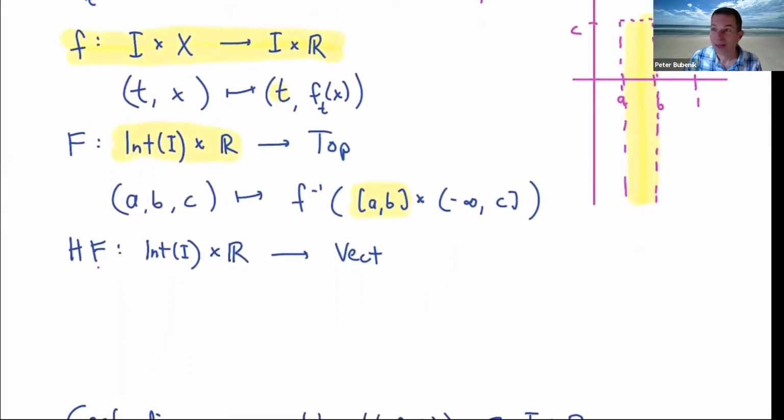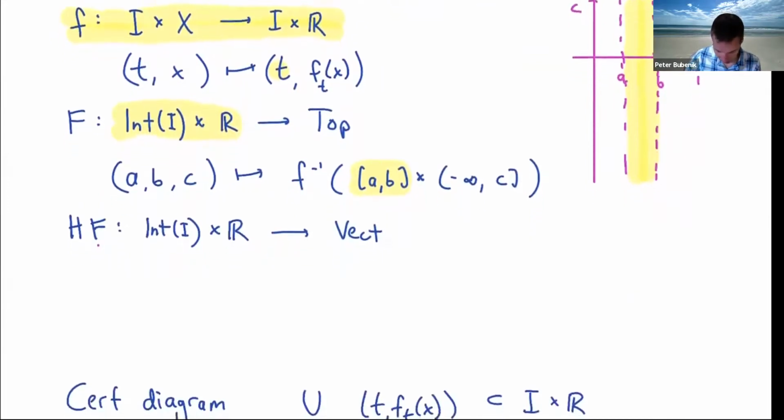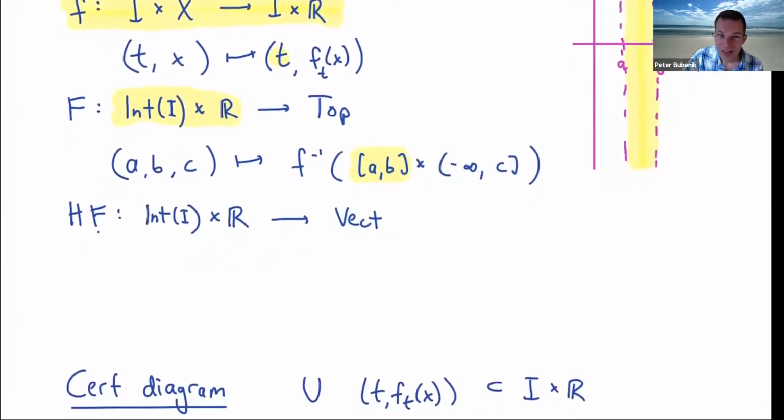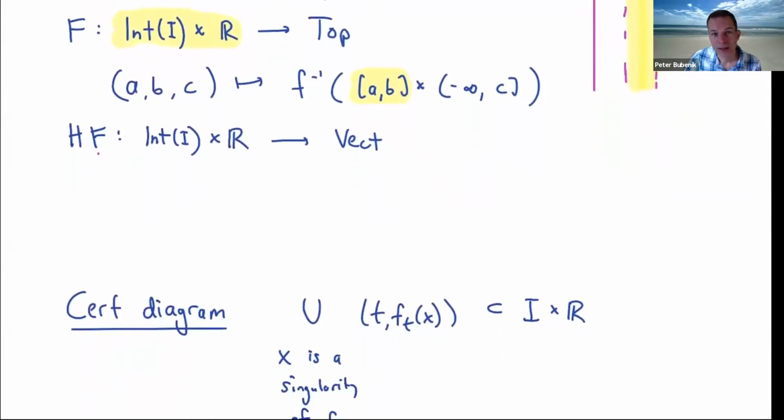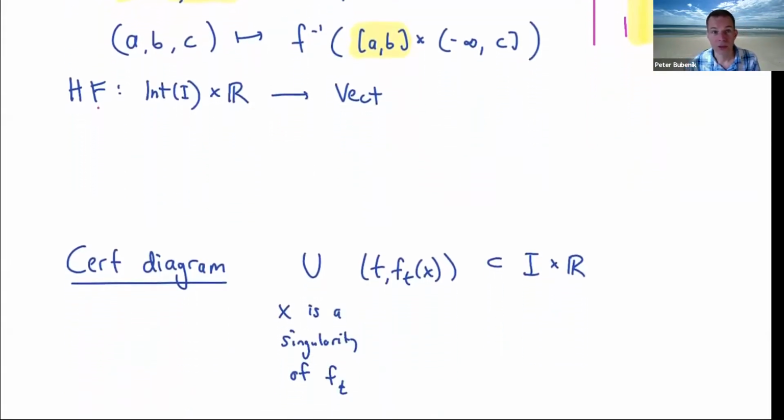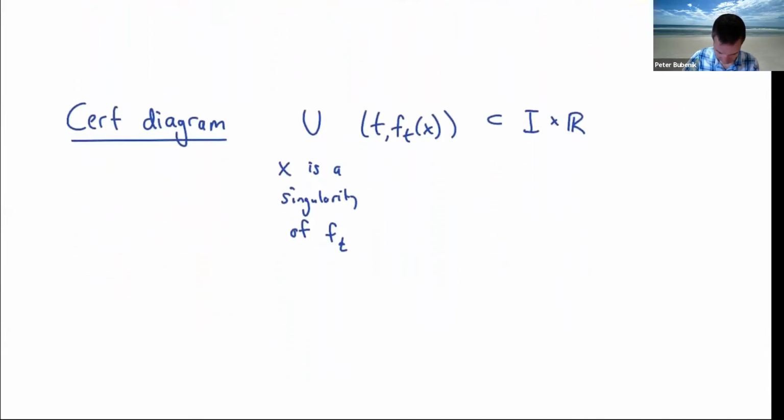Okay, so that's the setup. And let's look at some examples. Before we do that, I need one other convenient tool, called the Cerf diagram. This is just a nice visualization of the singularities of that one-parameter family of functions. It is just a graph of the singularities together with the parameter value of the function.